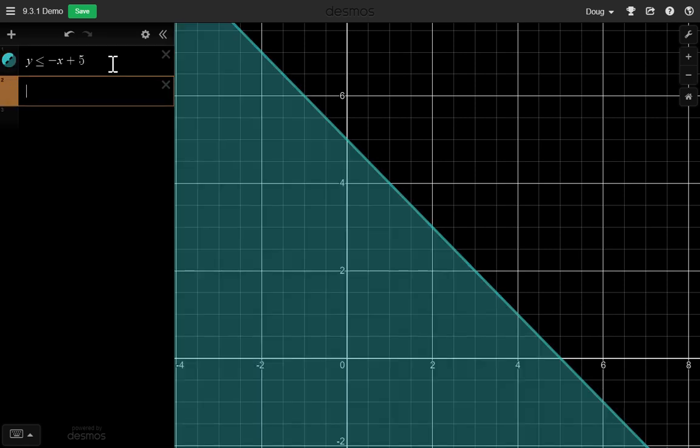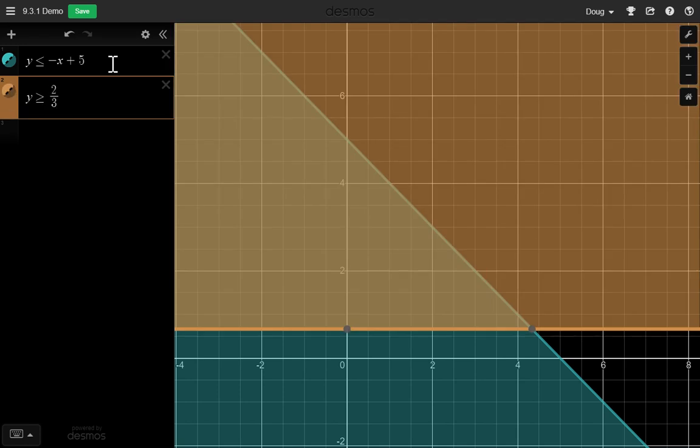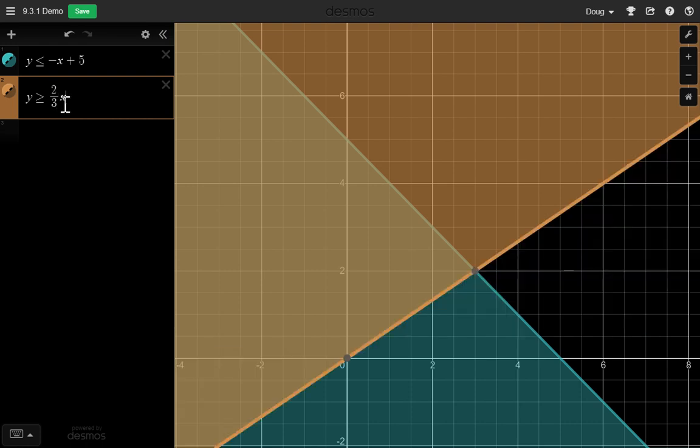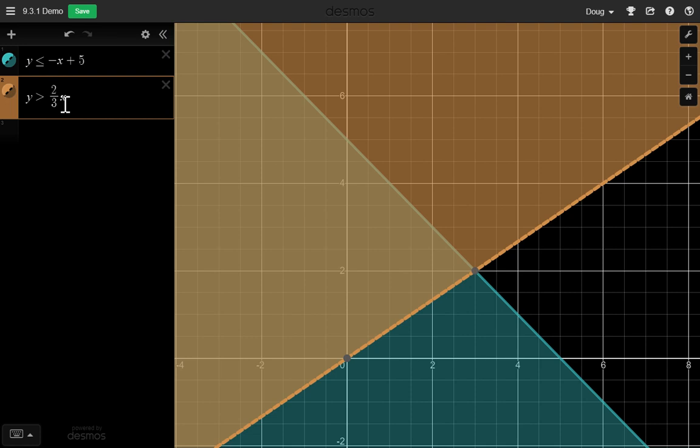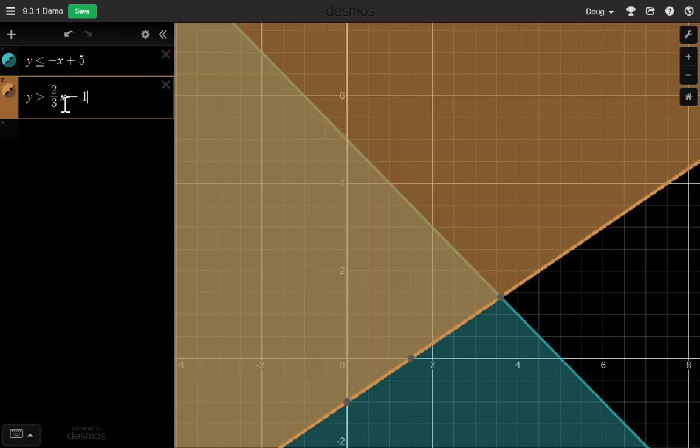The other one is y is greater than or equal to 2/3. Now I press the right arrow to leave the denominator. You don't want x to live in the denominator. If x was down here with the 3, that would be a problem. So 2/3, and then this is times x. So y is, it's not greater than or equal to. It's supposed to be just strictly greater than. There we go. So y is greater than 2/3 x, and then minus the number 1.